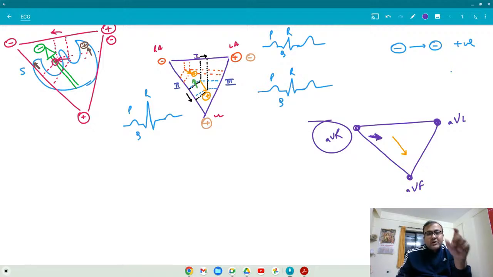P wave. SA node firing. Which direction is the SA node going? It is going towards the apex, right? And where is the observer? Where is the anode? Look at the screen. What did I write? We are talking about AVR. So it is away, right? So it is moving away from the observer. So that means in AVR, the P wave should be a positive deflection or a negative deflection.